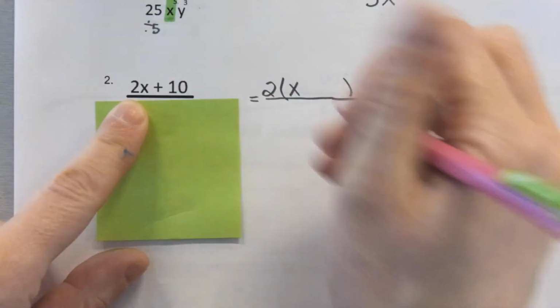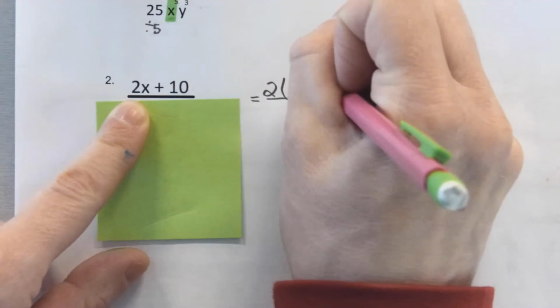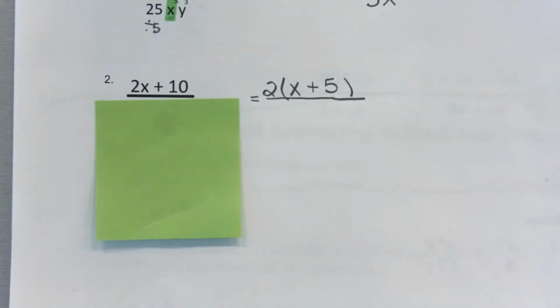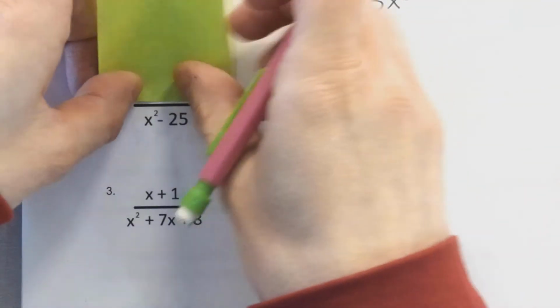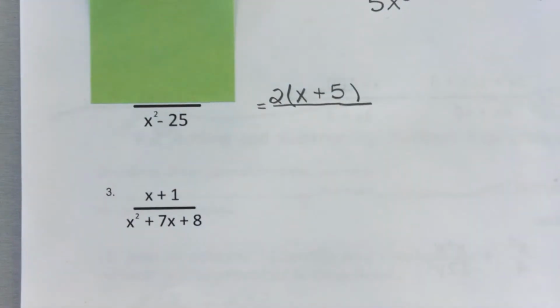2 times what would get me back to 10? 5. So common monomial is when they have something in common that you can pull out front. It's like reverse distributing. So if I multiplied this back out, 2 times x, 2x. 2 times 5, 10. So if you distribute it back through, it should multiply back to where you were. Okay? All right, now I'm going to cover up the top because I already dealt with it, so I don't want to look at it right now.